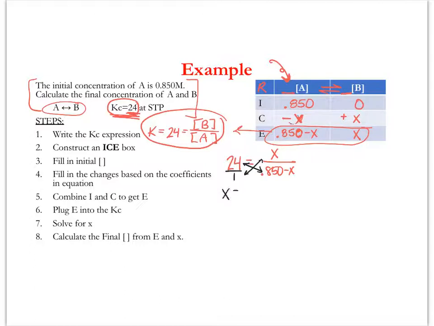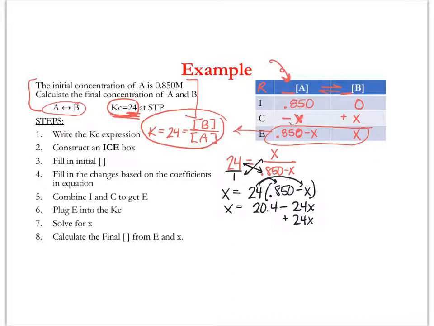So x is equal to 24 times the quantity of 0.850 minus x. We'll distribute the 24. So 24 times 0.850 is 20.4. And then we distribute the 24 over here, so that's minus 24x. And that is equal to x. So then we will add 24x to both sides.